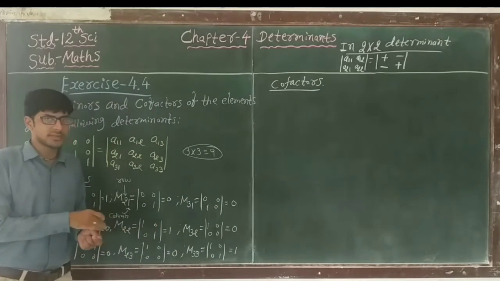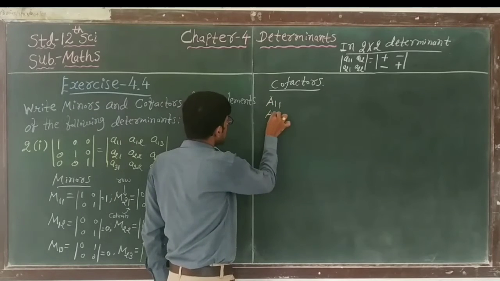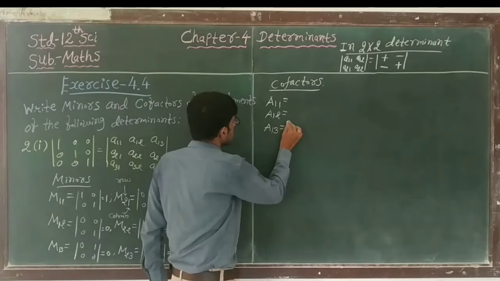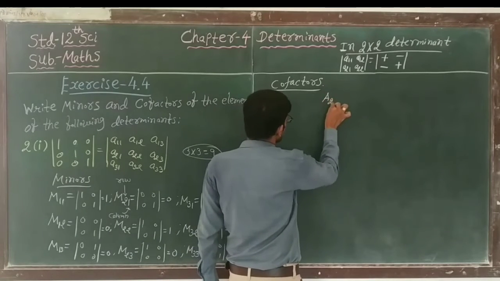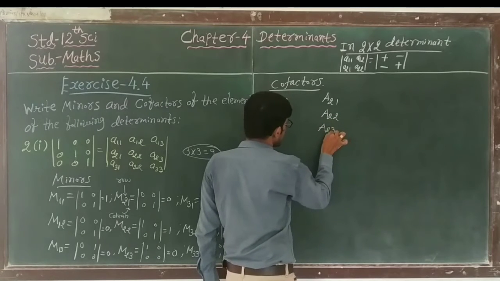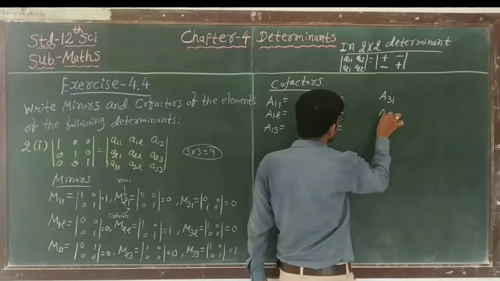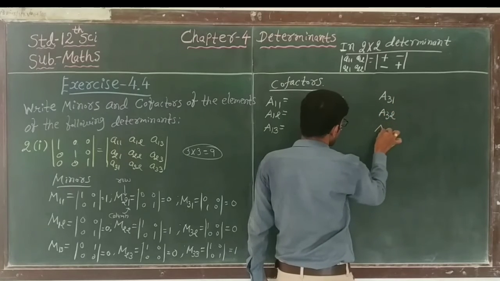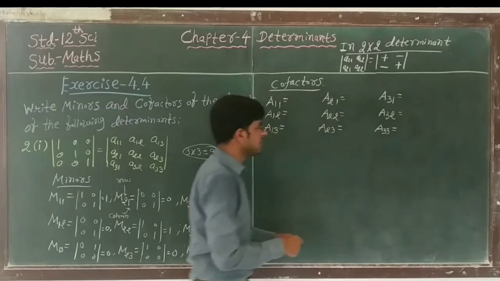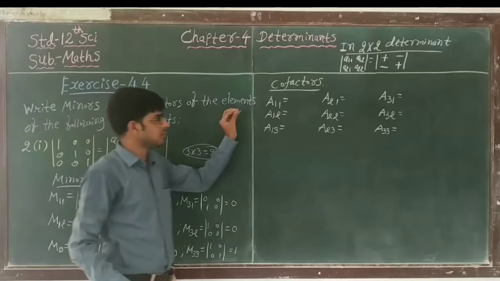Cofactors of elements are given by capital letter A: A11, A12, A13, A21, A22, A23, A31, A32, A33. So simply we have to take the sign of some elements.